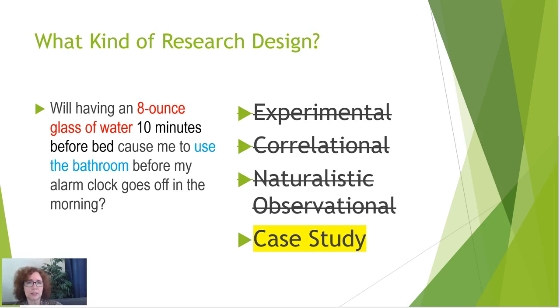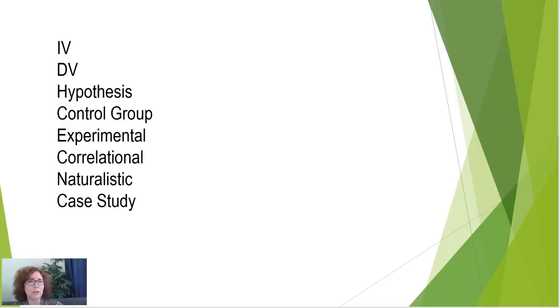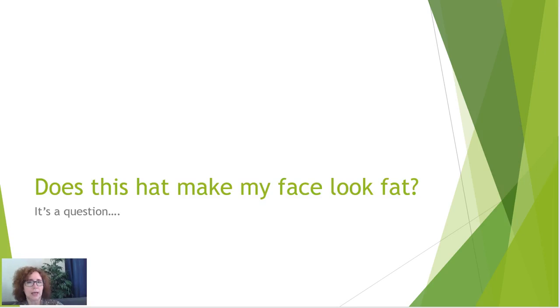There's one subject, there's a hypothesis, there's an independent and dependent variable, but it is a single subject design, so it is a case study. All right, so there we go. We didn't use the ABA design because we just didn't have time. So in conclusion, make sure you understand each of these terms, and we'll just do one more. If you're done, you're done. This is just for fun.